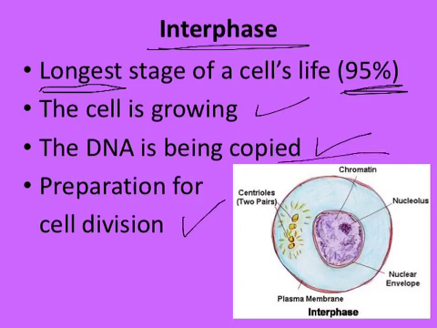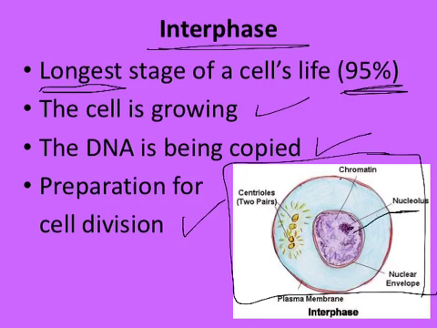So this here is a picture of interphase. It looks normal. You've got your nucleolus here in the middle. Your chromosomes cannot be seen. They are actually in the form of chromatin right now, so you can't really see them very well. Your nuclear envelope is solid, and your centrioles are paired off over here on the side.